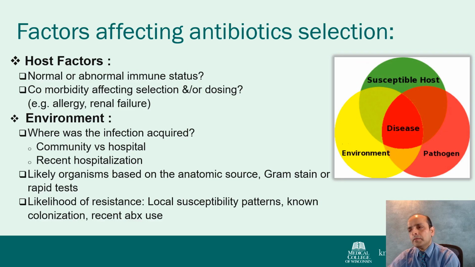Forward. So whenever you are prescribing antibiotics, you are going to first think about disease as a product of a virulent pathogen finding a good environment in a susceptible host. So you need all these factors to have infection. Whenever you are prescribing an antibiotic, you are going to think about host factors. So is your patient normal or abnormal in terms of immunity?